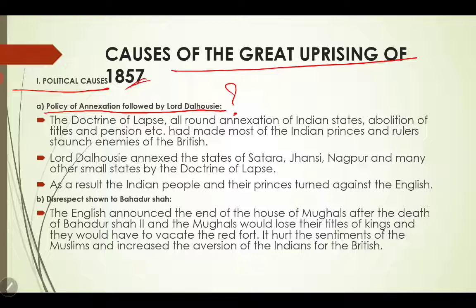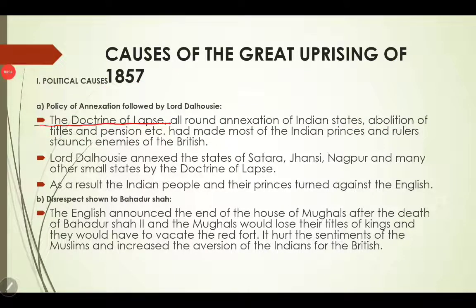In order to do so, in order to break some of the strong rulers, they followed the doctrine of lapse, annexation of Indian states, abolition of titles and pensions. Doctrine of lapse. According to this doctrine, if the ruler of a subordinate state died without an heir, his adopted son was not allowed to occupy the throne, and the state would go under the control of Britishers.